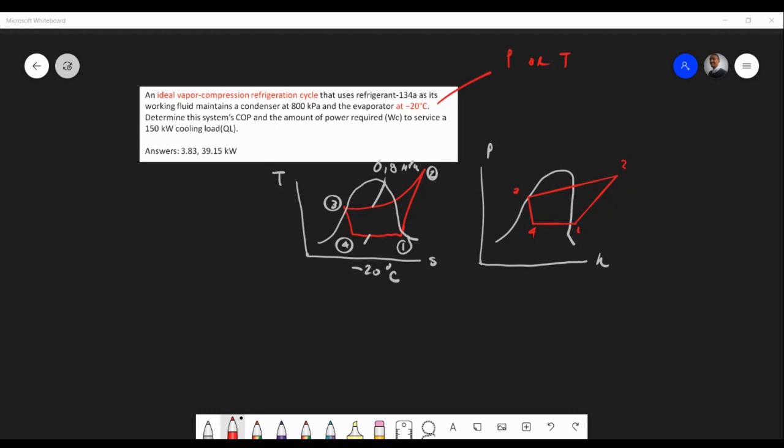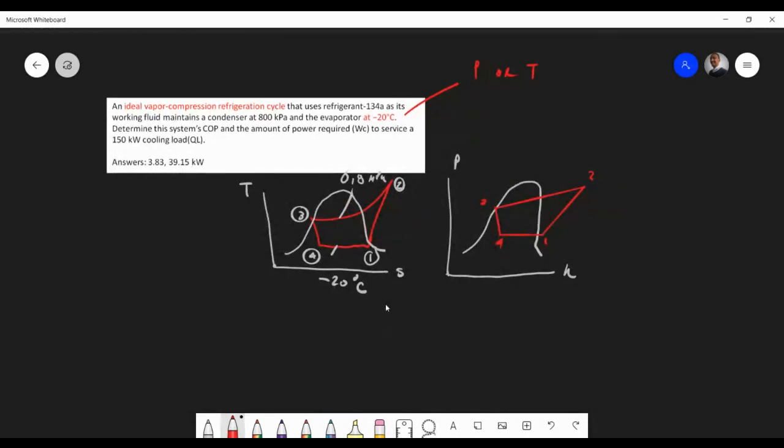You must be aware that your saturation pressure and temperature are interchangeable, right? I'll write it here: saturation pressure and temperature is interchangeable.